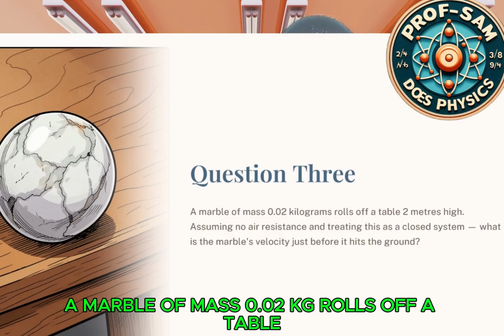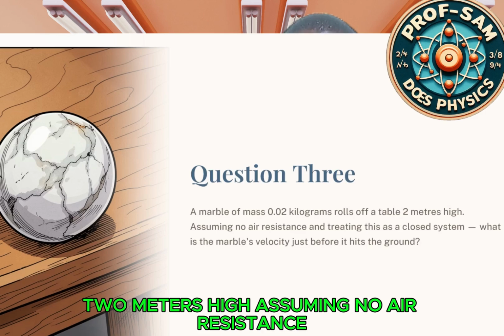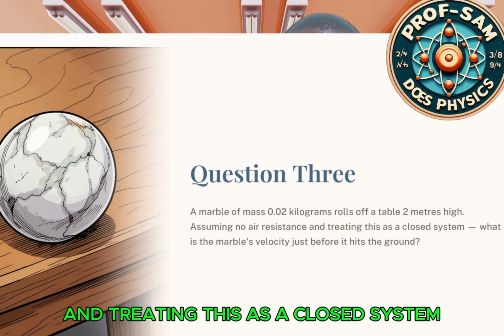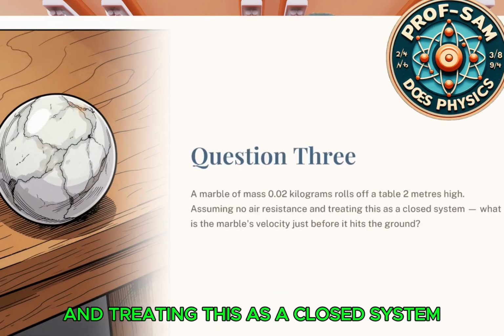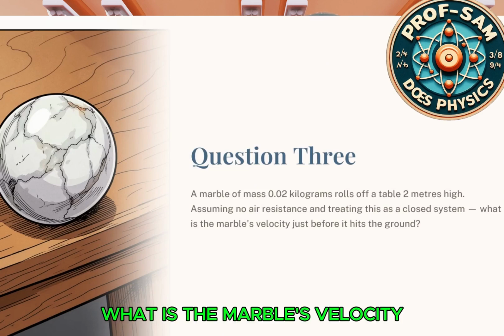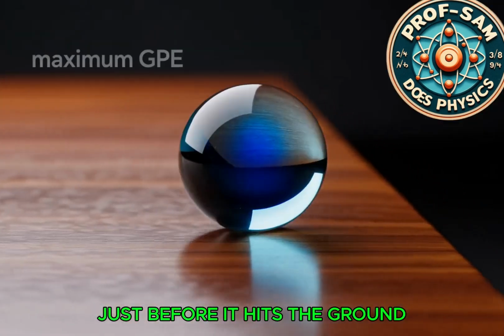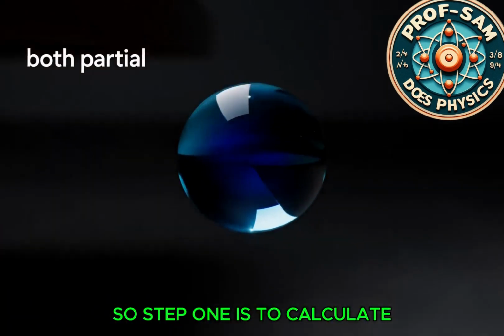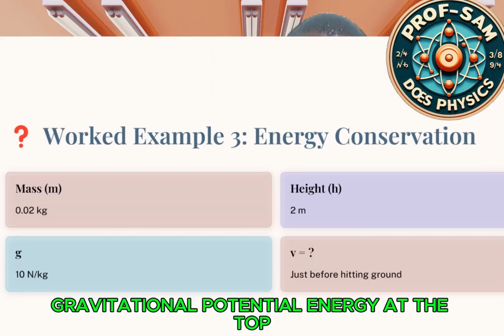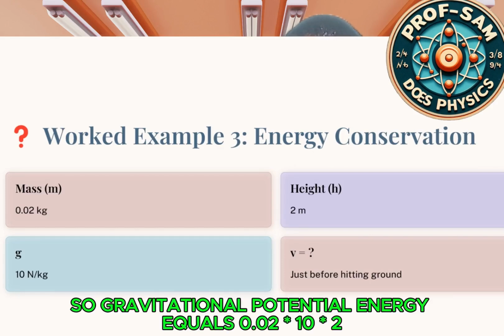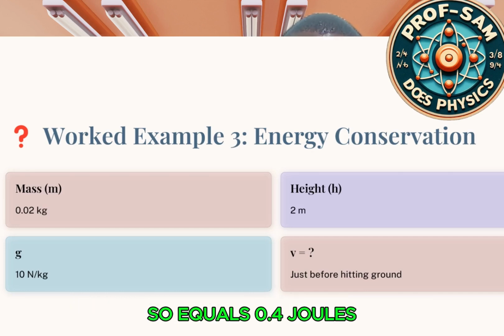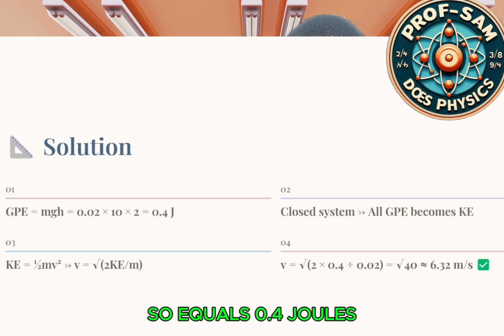So question number 3. A marble of mass 0.02 kilograms rolls off a table 2 meters high. Assuming no air resistance and treating this as a closed system, what is the marble's velocity just before it hits the ground? So step 1 is to calculate gravitational potential energy at the top. Gravitational potential energy equals 0.02 times 10 times 2. So it equals 0.4 joules.